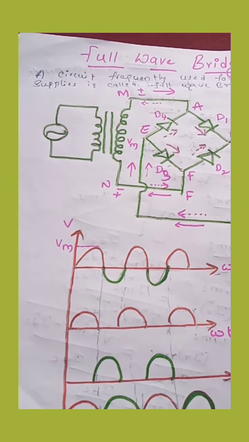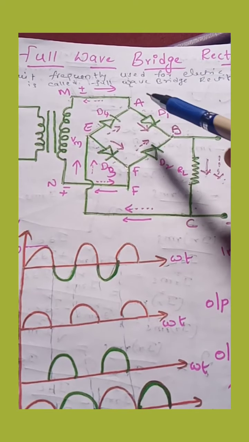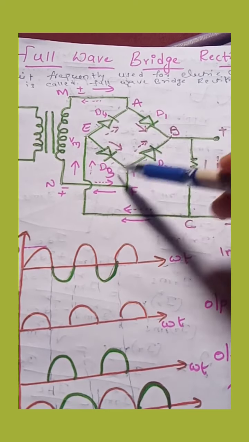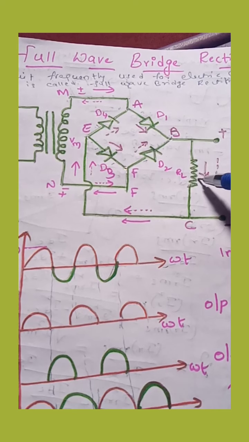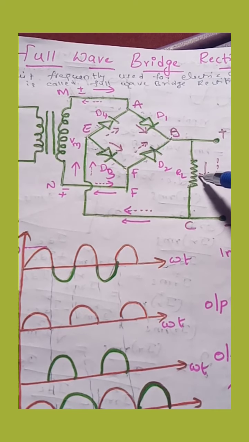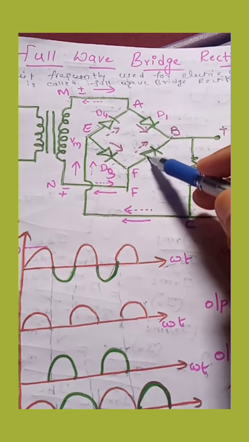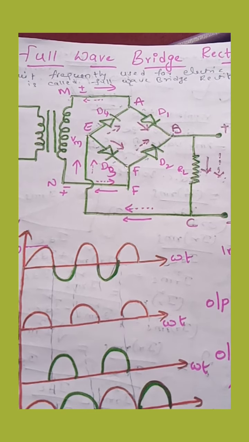Next, here we are using 4 PN junction diodes, D1, D2, D3, D4. This is the load resistance where we find the voltage drop. This is the circuit diagram of the full wave bridge rectifier. Now let us see how it works.